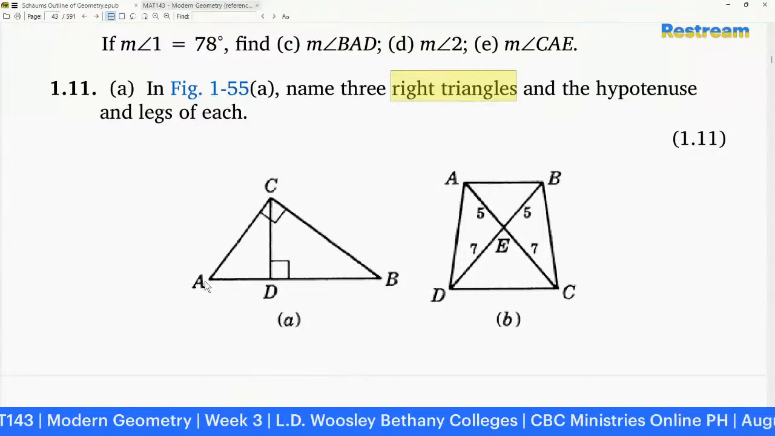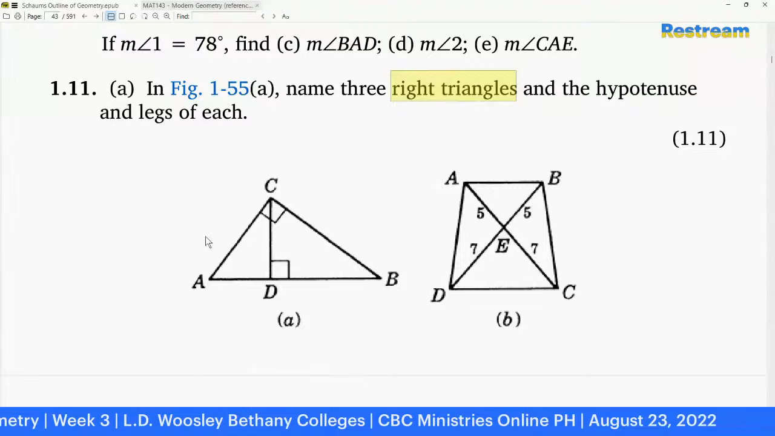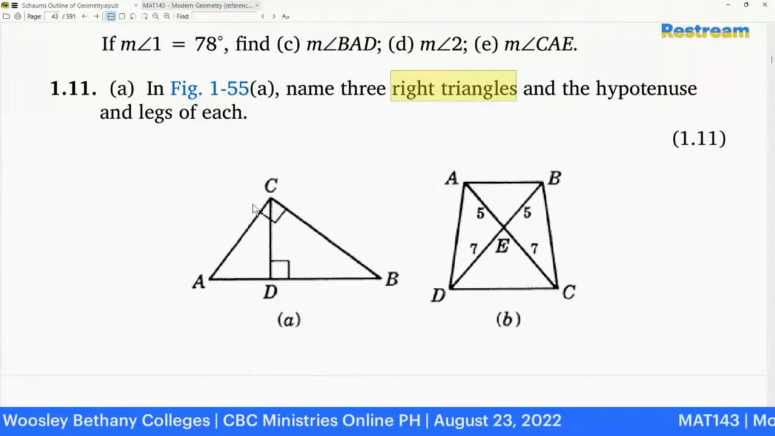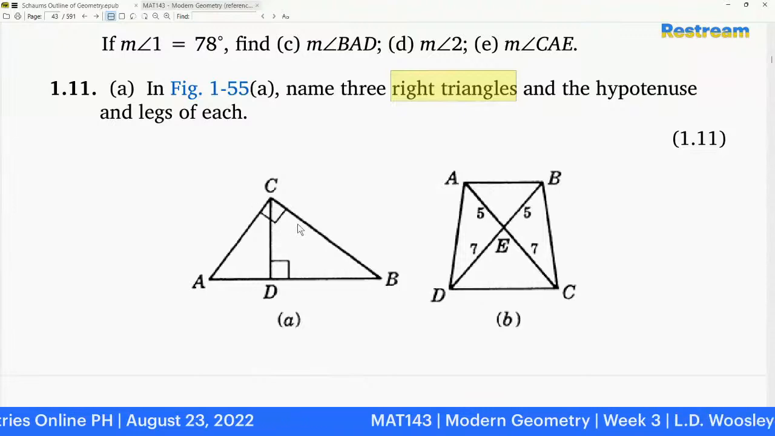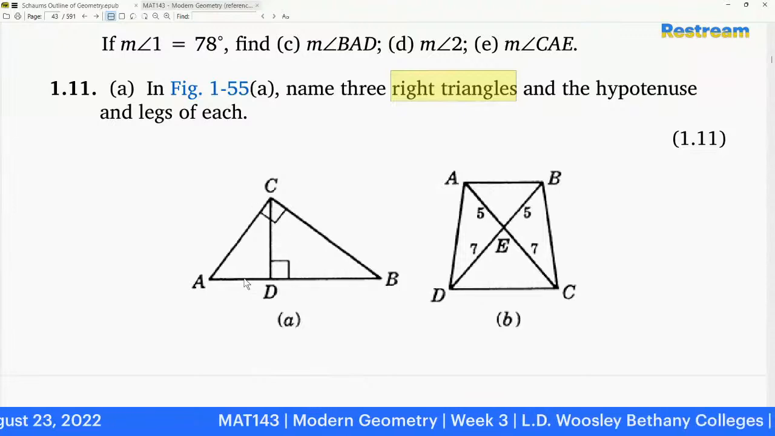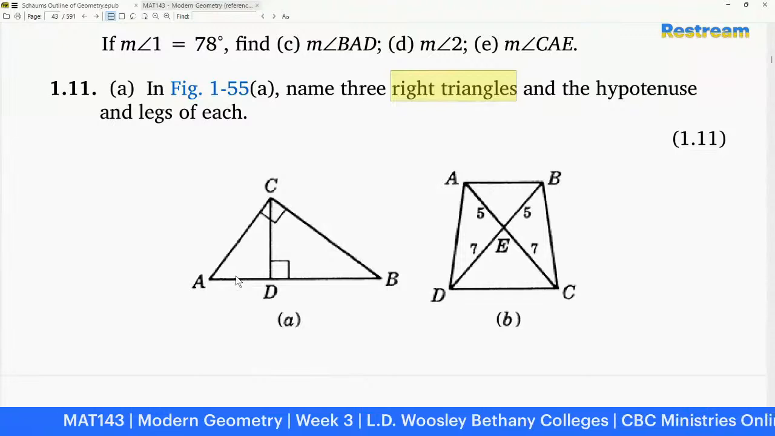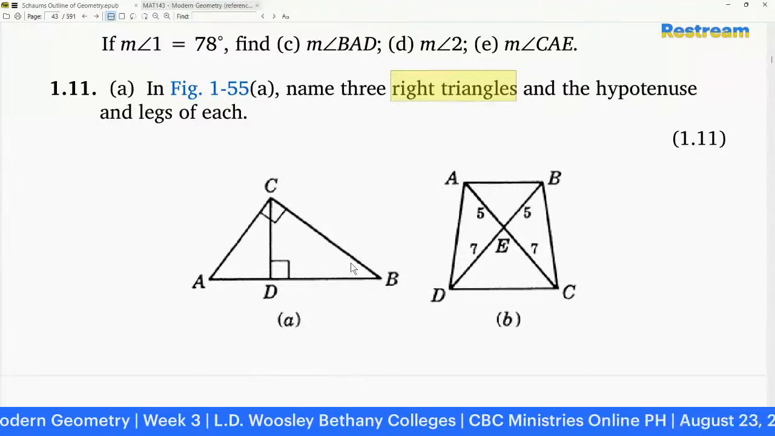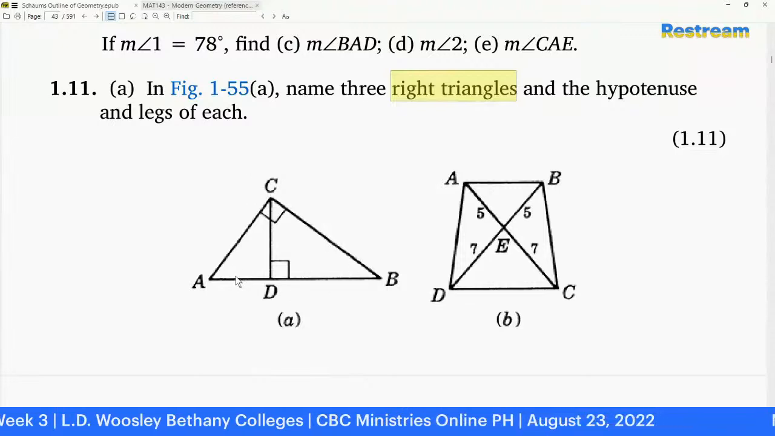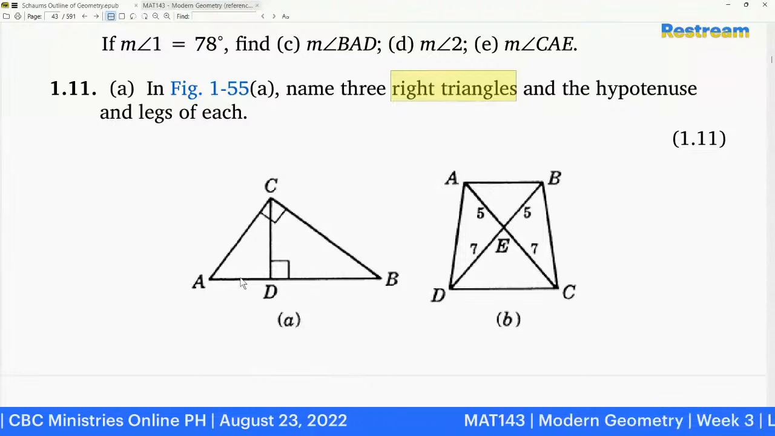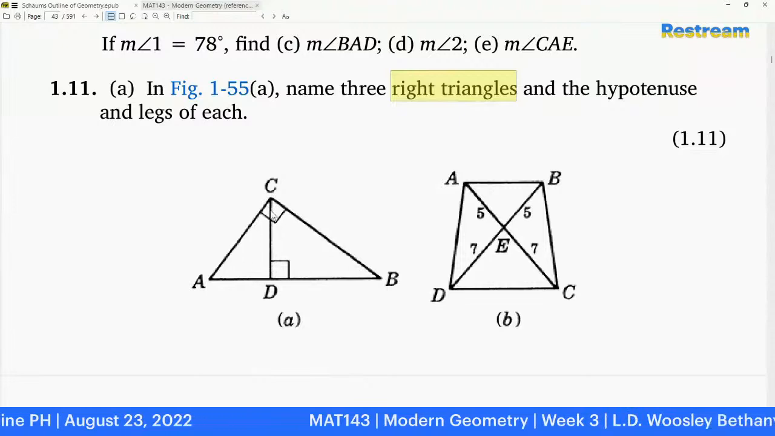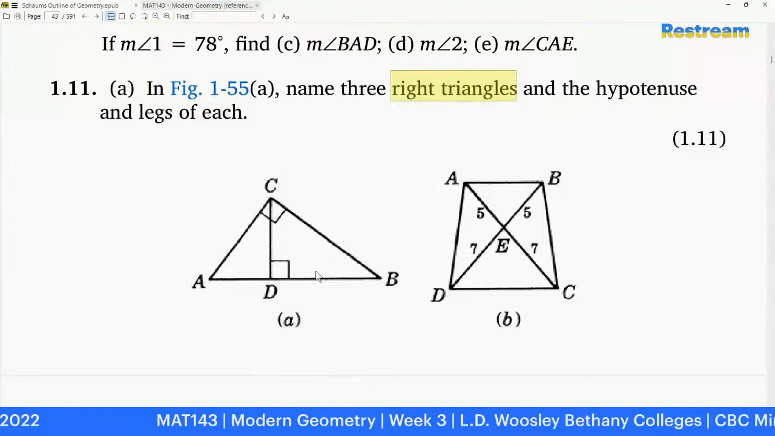All right? So ACB. So that would be the first right triangle, and then the hypotenuse is segment AB. All right, segment AB, and then BDA.